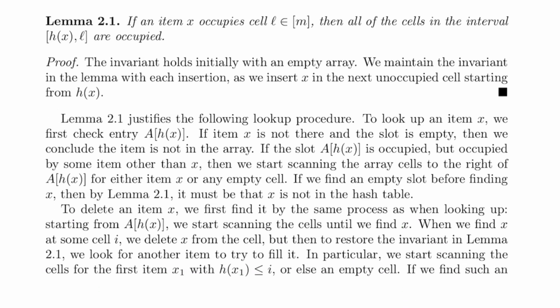Lemma 2.1 justifies the following lookup procedure. To look up an item X, we first check entry A[h(X)]. If item X is not there and the slot is empty, then we conclude the item is not in the array. If the slot A[h(X)] is occupied, but occupied by some item other than X, then we start scanning the array cells to the right of A[h(X)] for either item X or an empty cell. If we find an empty slot before finding X, then by lemma 2.1, it must be that X is not in the hash table.